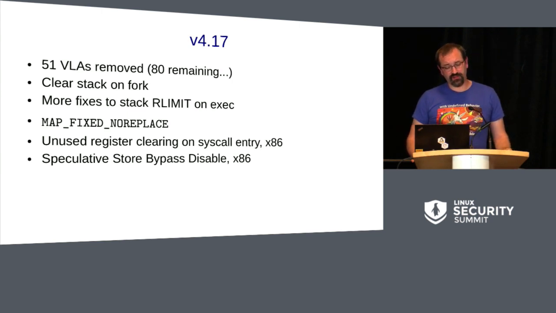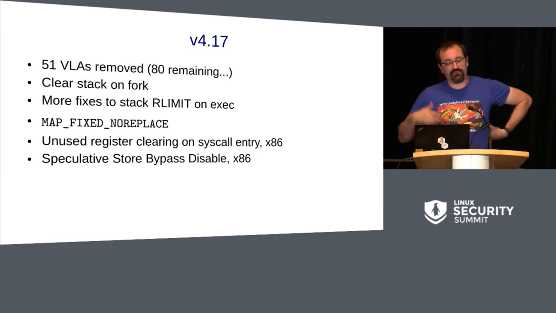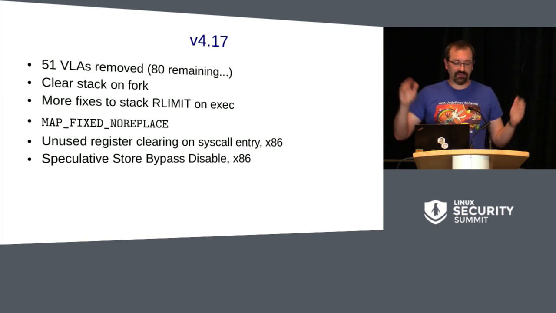More fixes for rlimit bypasses on exec. MAP_FIXED_NOREPLACE came in, which is yet another stack clash issue. When execing, it was possible to confuse the kernel into overlapping an executable region onto other regions that had already been mapped, since MAP_FIXED is happy to replace whatever is underneath it. But MAP_FIXED_NOREPLACE says, I'm not going to do that, and will fail instead of leaving you in a dangerous position.